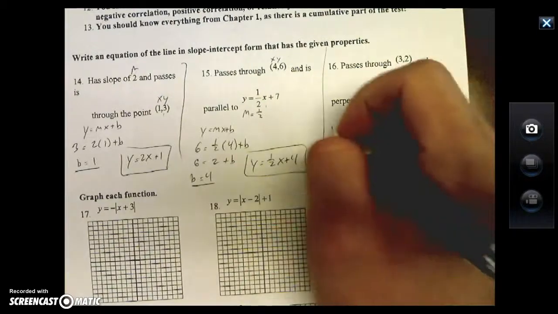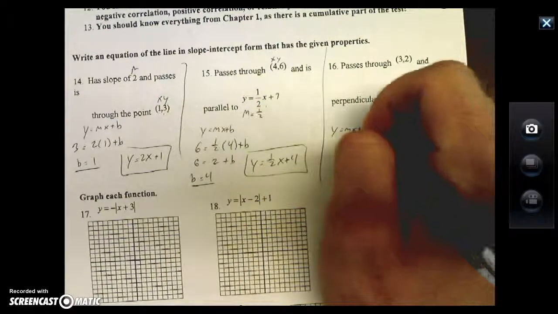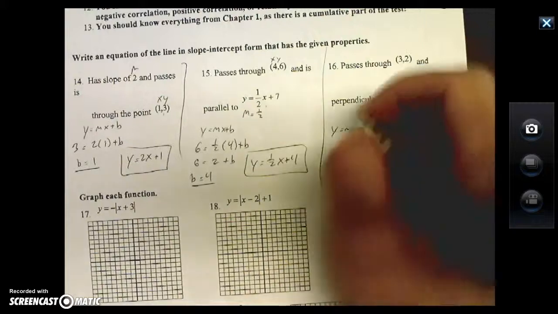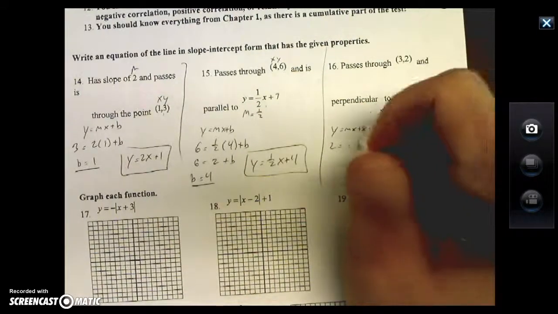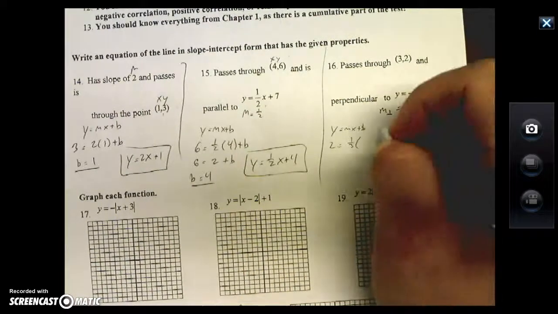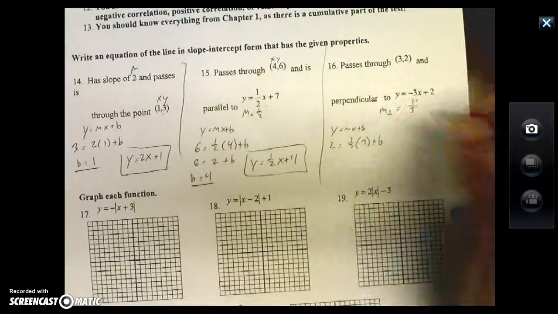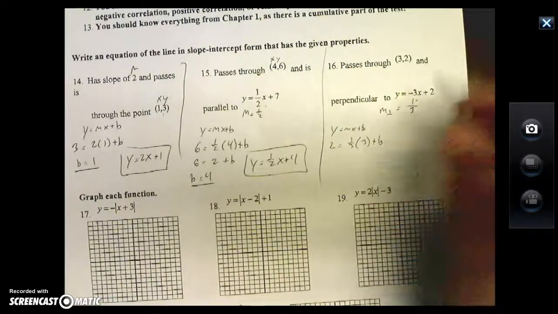Okay? Back to what we've been doing. y = mx + b. y is 2, m is 1/3, x is 3, plus b. It's kind of nice because 1/3 of 3 is 1.